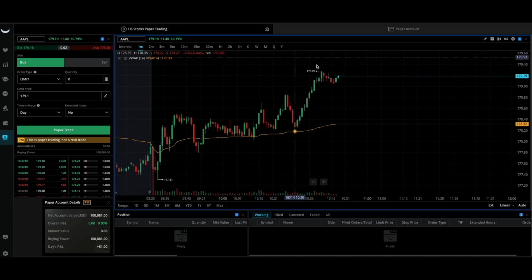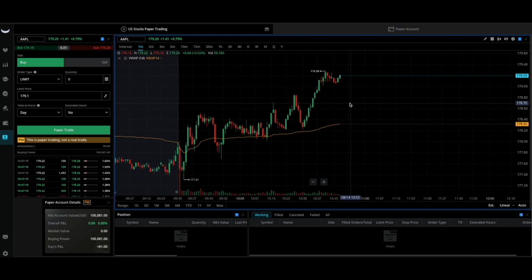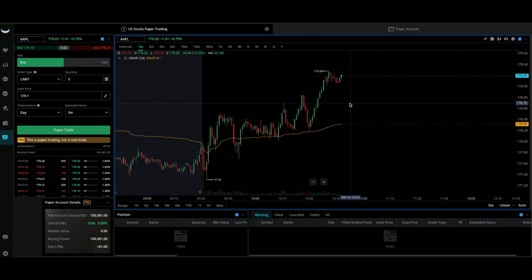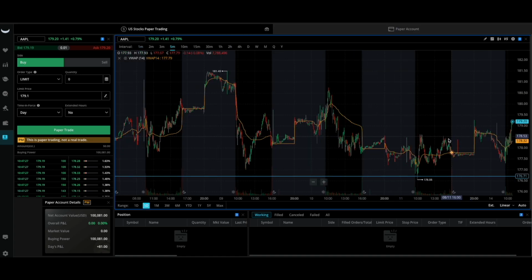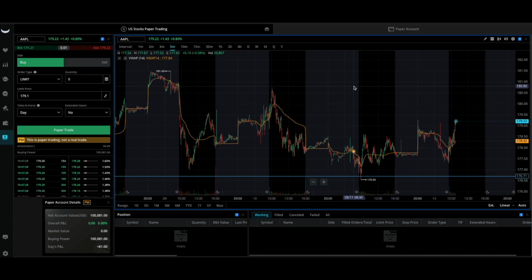I don't use Webull and I don't even have a Webull account in terms of my actual money in it, but I use it when I'm day trading in conjunction with my Fidelity Active Trader Pro because I like the charts so much. I think the charts are so clean and they're easy to use and easy to read.